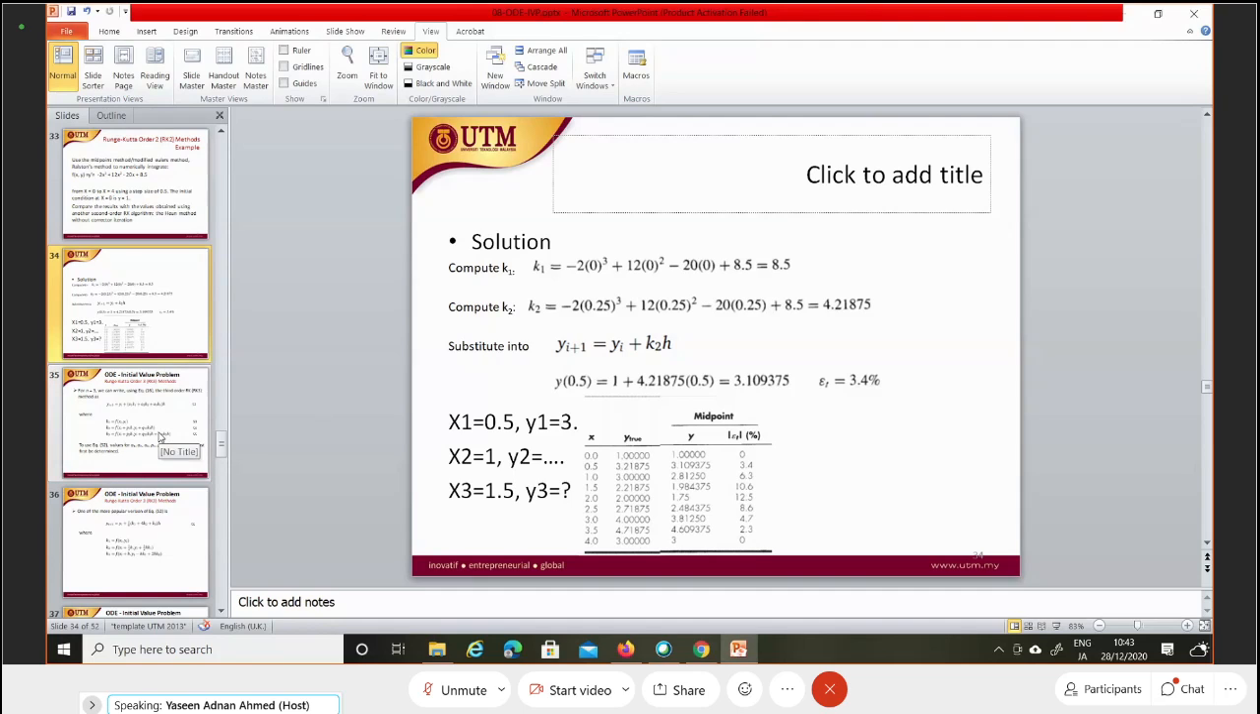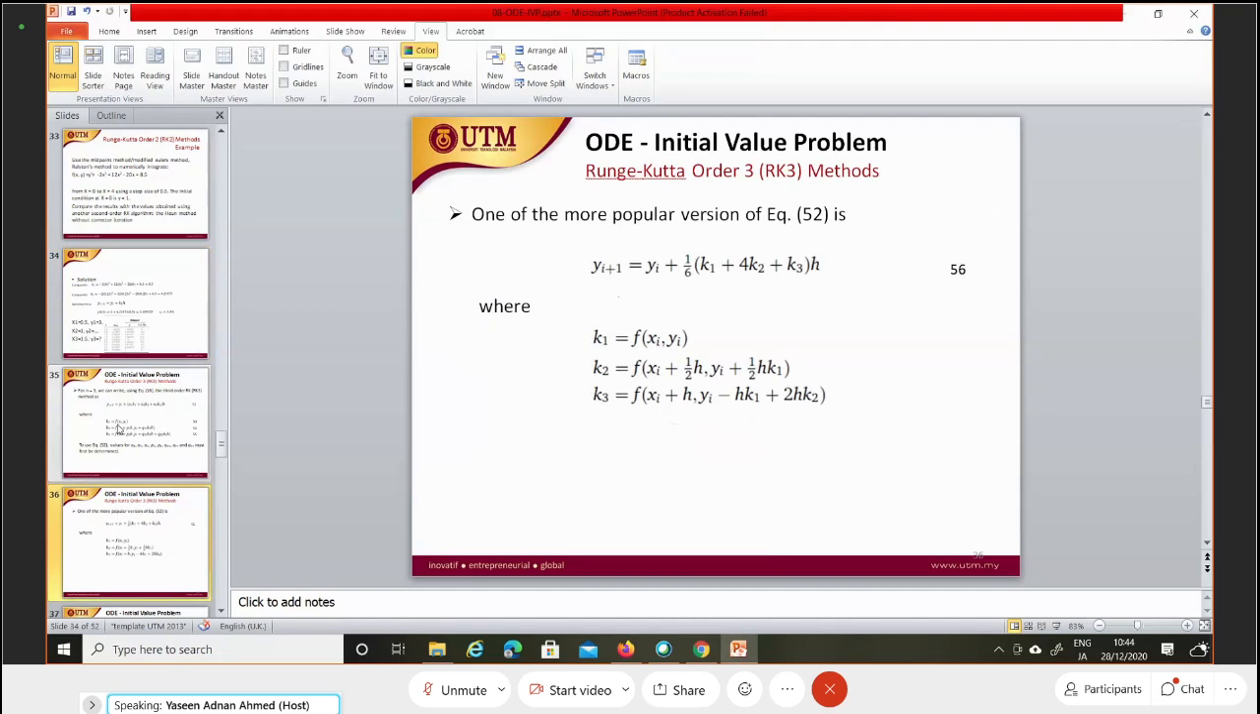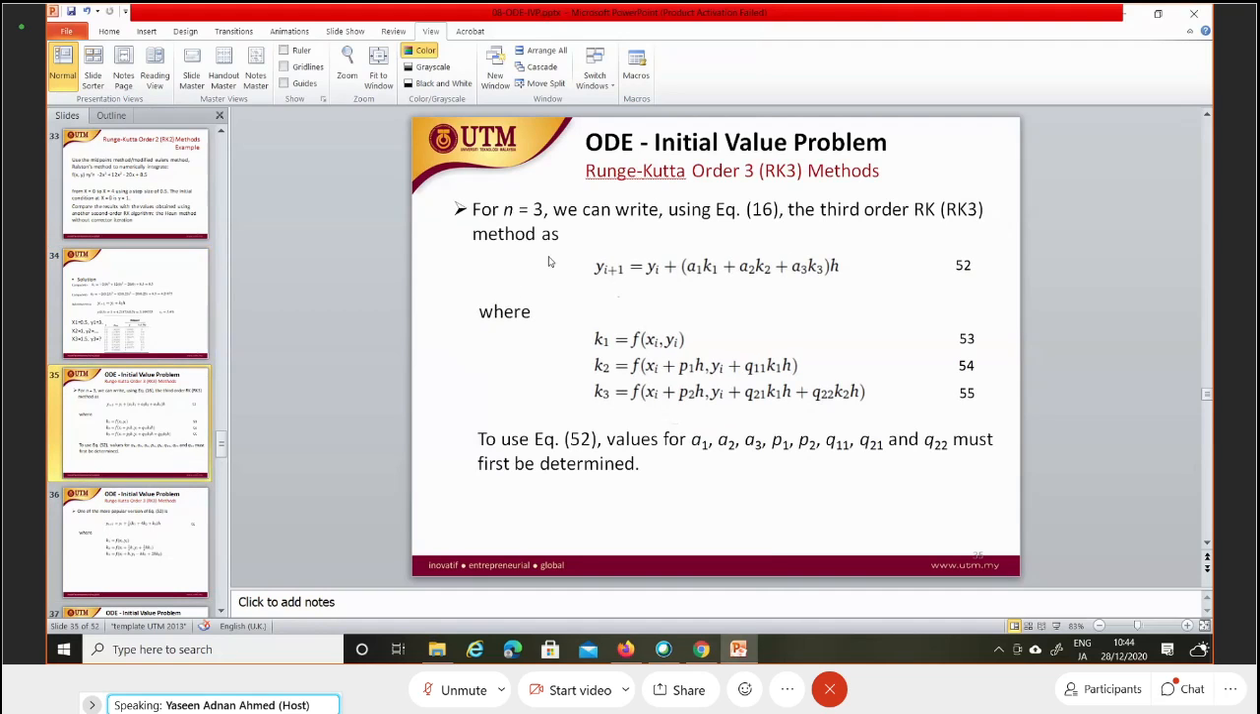Because we don't have enough time, I will try to quickly go through those things. So we have the RK3 method. It's actually the same.